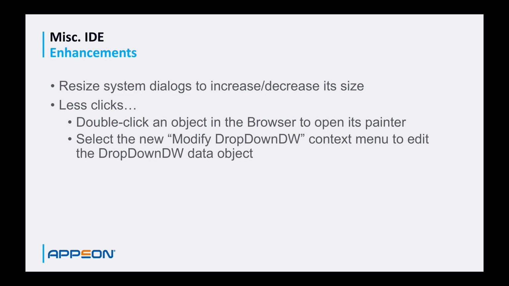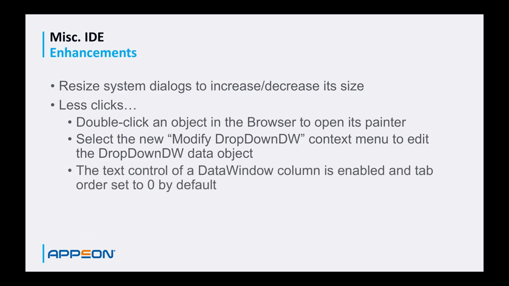Another example, which actually saves a number of clicks, is if you have a drop-down data window inside of a data window, and now you want to modify the data object behind that drop-down data window. In the past, you would have to find the data window object name, copy and paste it, go to the browser window, search, locate that object, and then edit it. Now you can directly click on the drop-down data window, and there's a new modify drop-down data window option in the menu that you can select. When you do that, it starts to edit the underlying data window object.